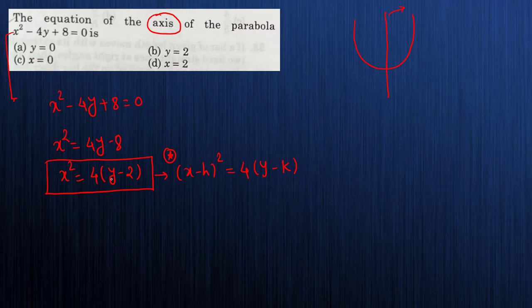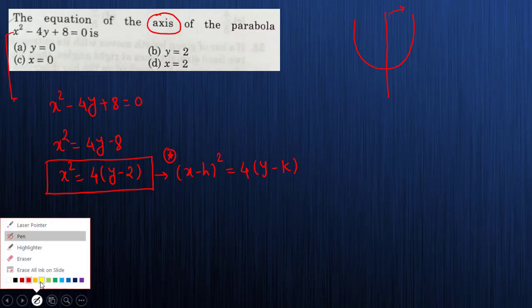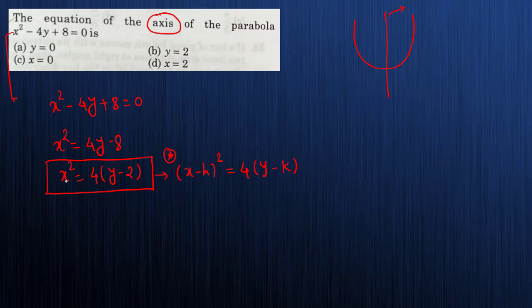Okay, so if you compare these two equations, what do you get? So what is the value of h? h is 0 here, h is equal to 0, and what is k equal to? k is equal to 2. Okay, means what? And it is of the form x square is equal to 4y. It means this is an upside parabola. Okay, upside parabola, yes, this is the same thing.